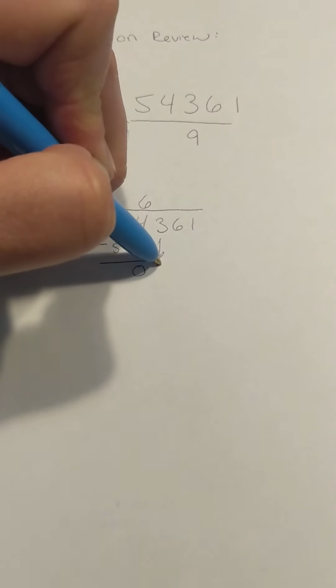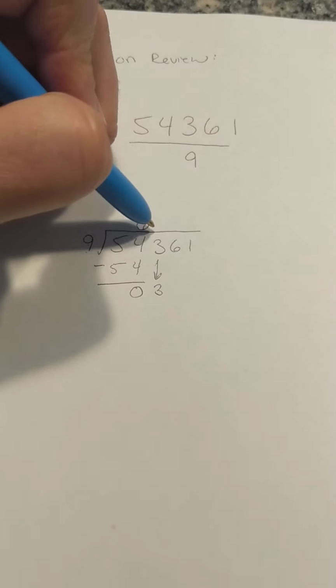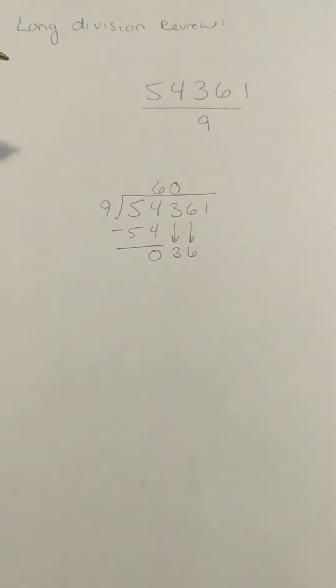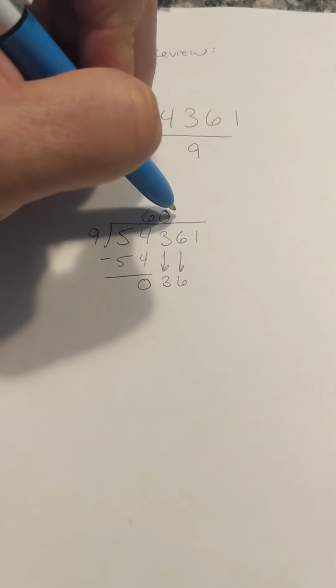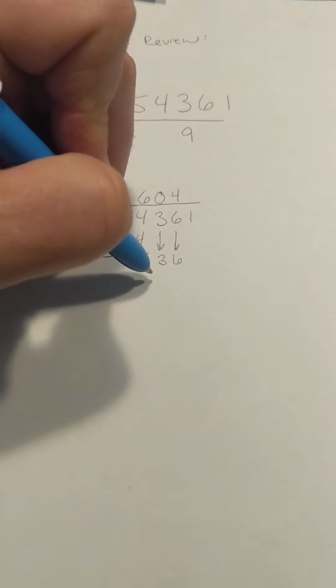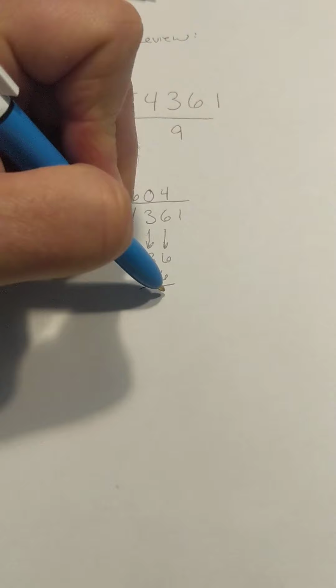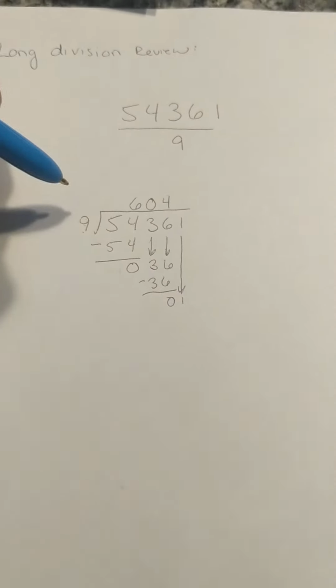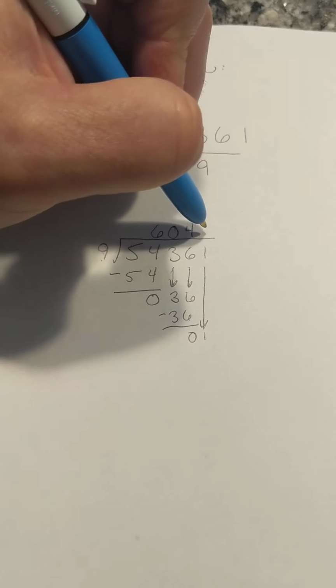Next, I bring down the 3. 9 goes into 3 0 times, so I have to put in a placeholder. And then I can bring down the 6. And then 9 goes into 36 4 times. And so I write the 36, subtract, I get 0. Bring down the 1. 9 goes into 1 0 times.